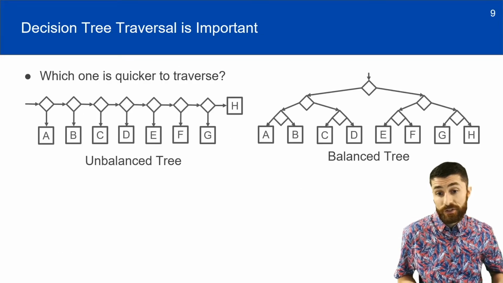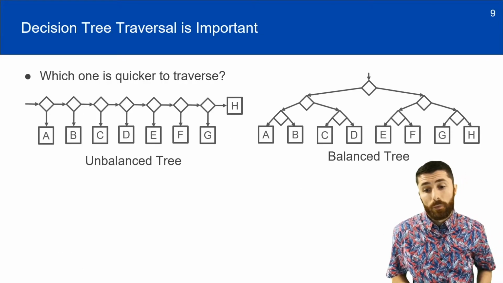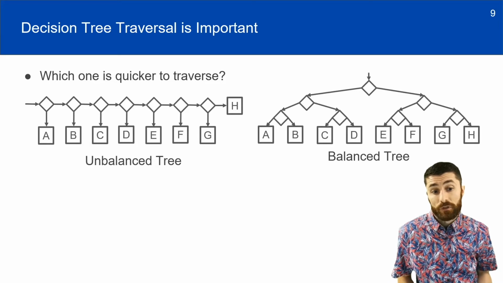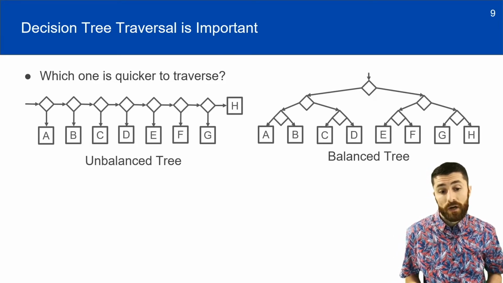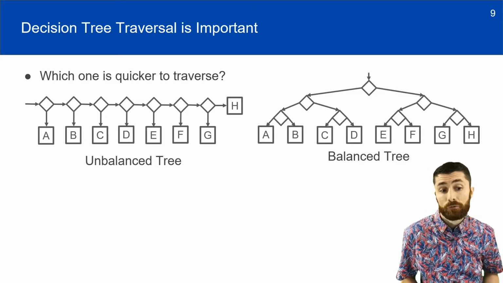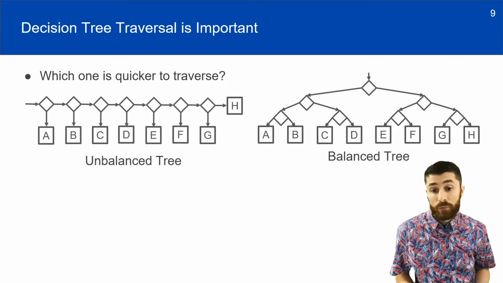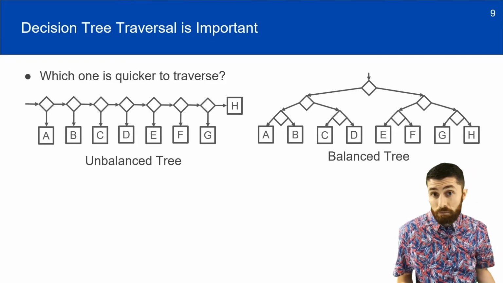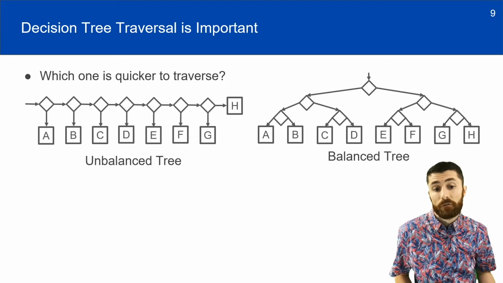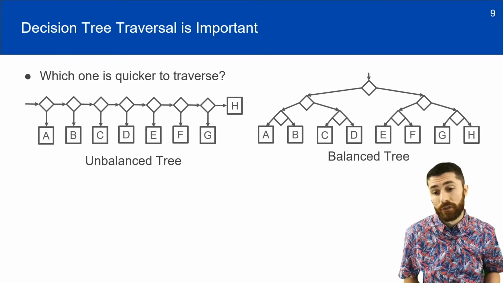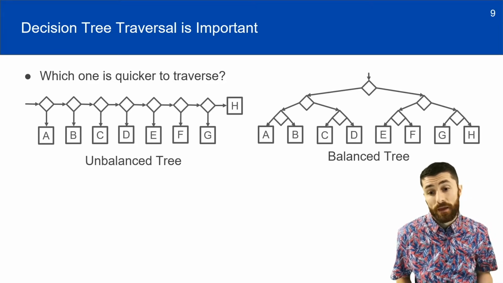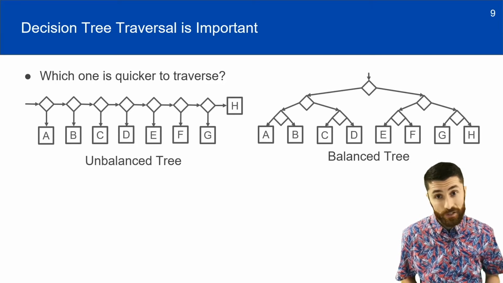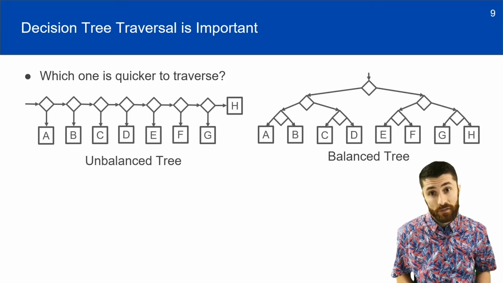This leads us to this interesting question. We have an unbalanced decision tree on the left, and we have a balanced decision tree on the right. Which one is quicker to traverse? Pause the video, have a think about this, try and see what you think would be fastest, and then unpause the video and get the answer. So please take a minute to do that.